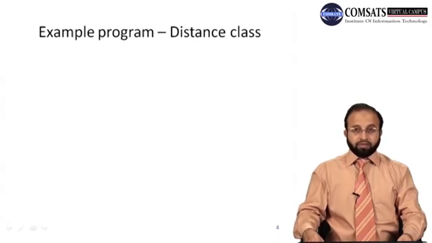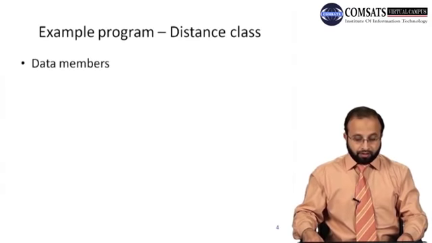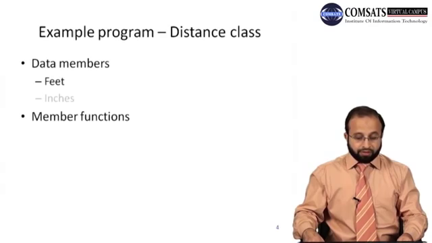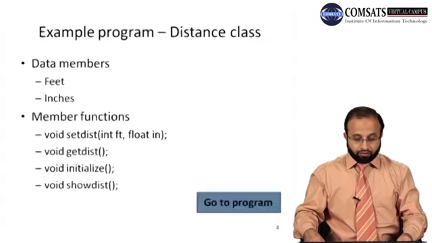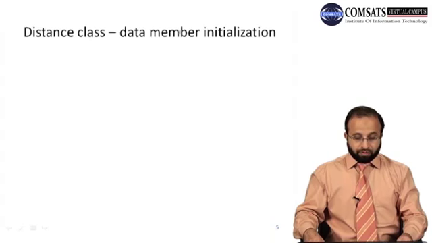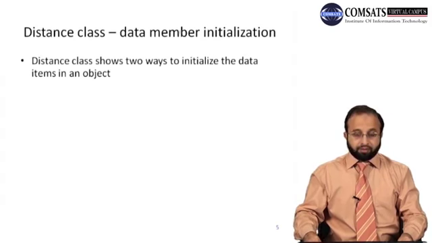In the previous class we have seen a distance class having two data members, that is feet and inches, and the member functions are setDest, getDest, initialize, and showDest functions. We have seen this class in the previous lecture. So in this class we initialize the data members of the class.